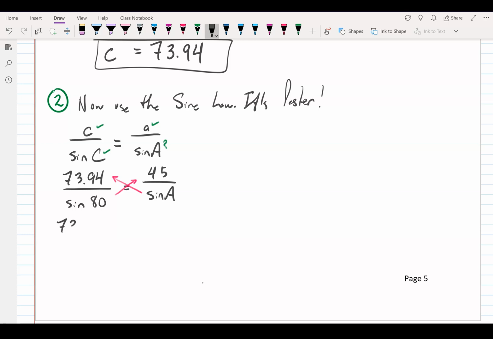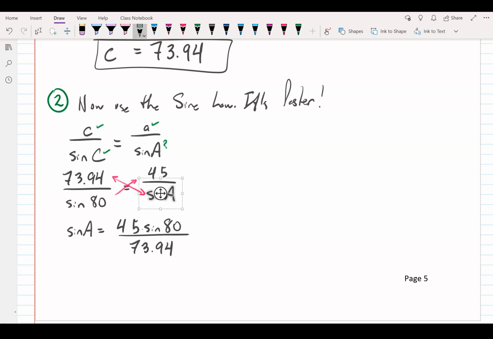So you have 73. Well, I'm going to move the sine over. And in fact, I'm going to take this 73 and move it over there as well. So just see if you can follow this move. The sine A has been moved over to the left. 45 stays where it is. Sine 80 joins it. And now it's divided by 73.94. So really, if you find that a little bit confusing, let me try to make it more clear.